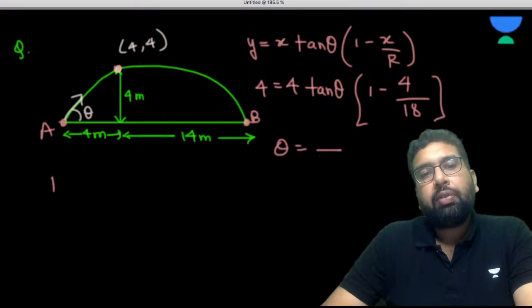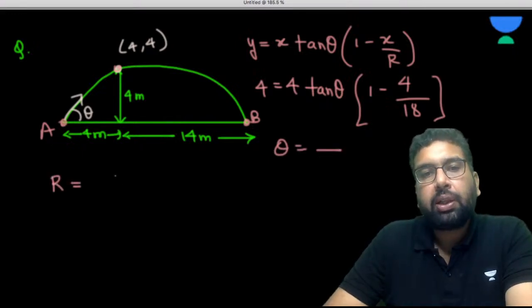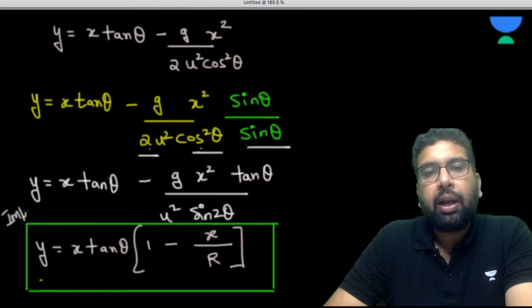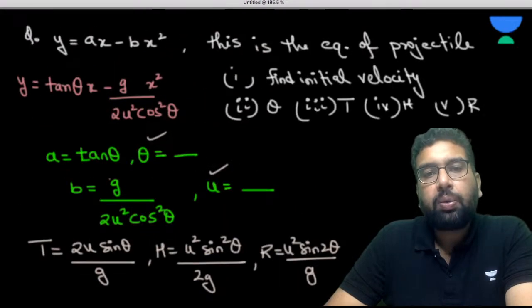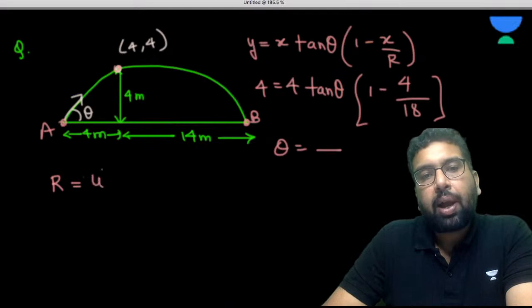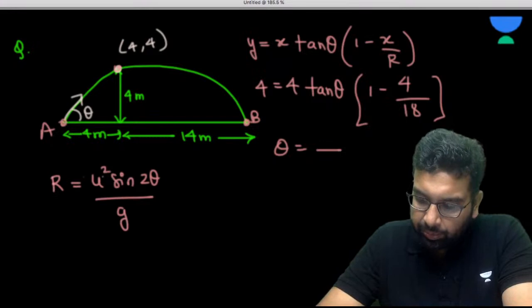Now the range is given. We know the formula of range. What is the range? It is u square sine 2 theta upon g. So u square sine 2 theta upon g. So you have the theta now, so you can find the u.